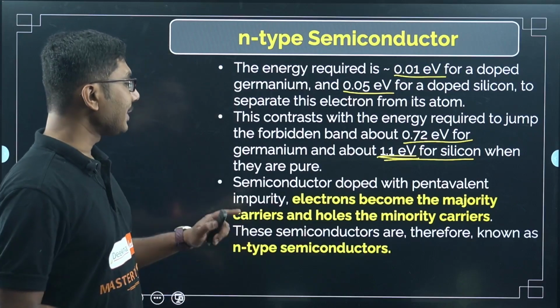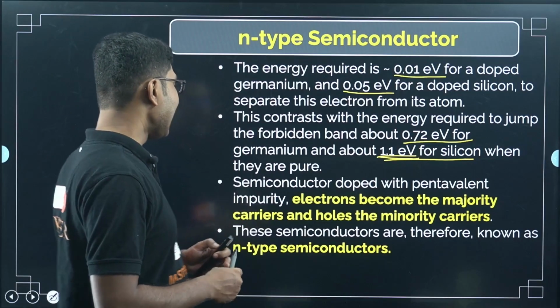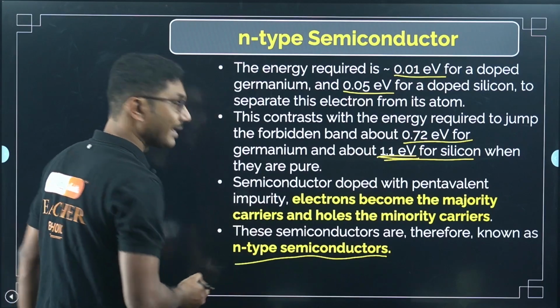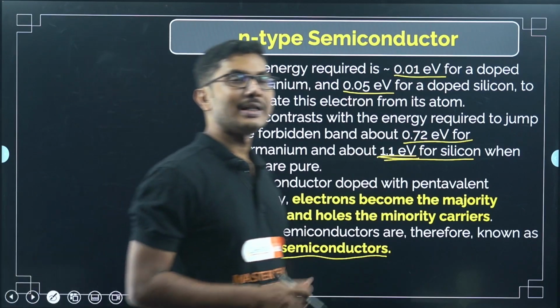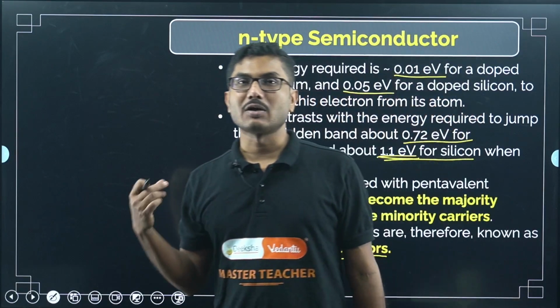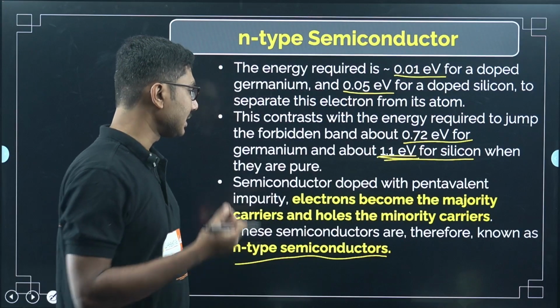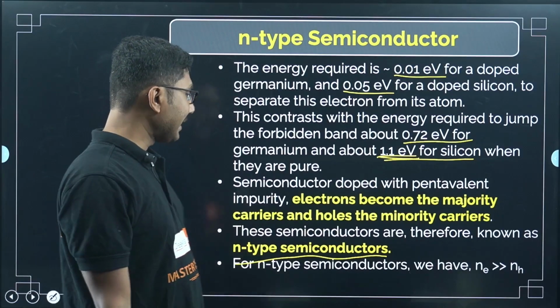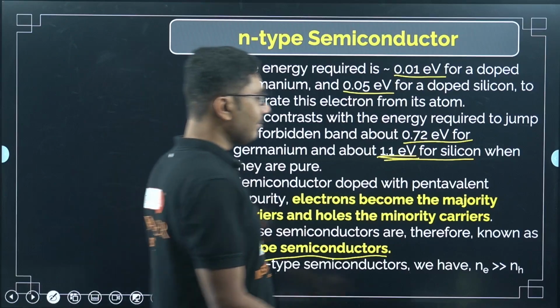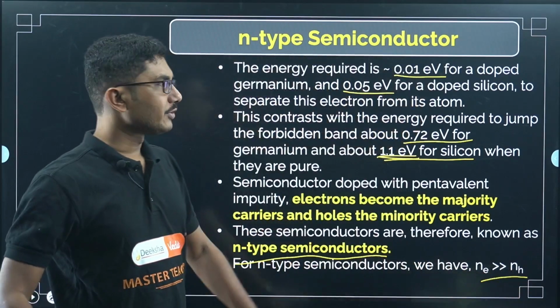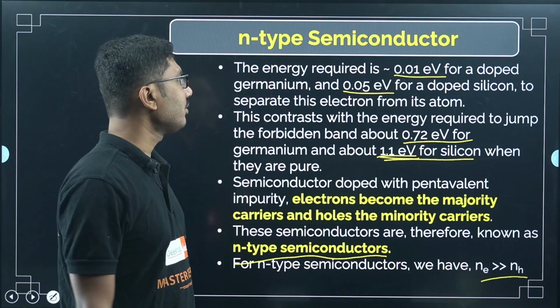These semiconductors are therefore known as N-type semiconductors. N stands for negative. Negative means electrons are more, and that is why they are called negative type semiconductors or N-type semiconductors. For N-type semiconductors, the number of electrons is more than the number of holes.